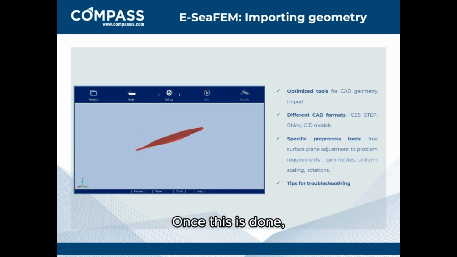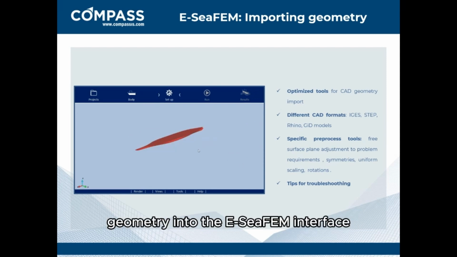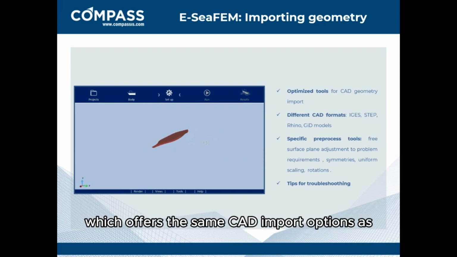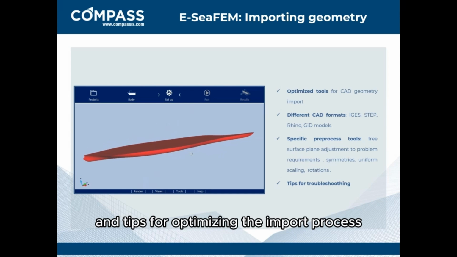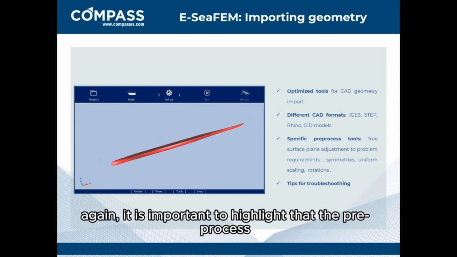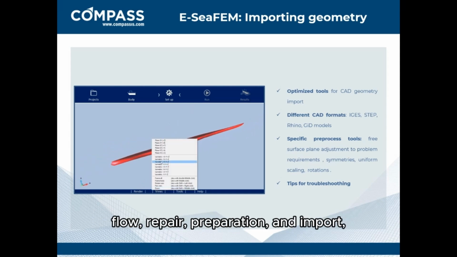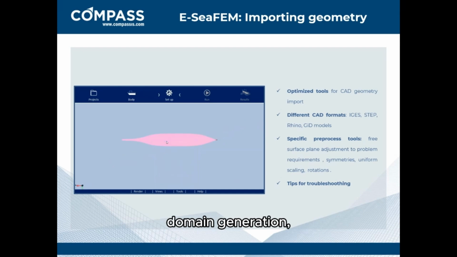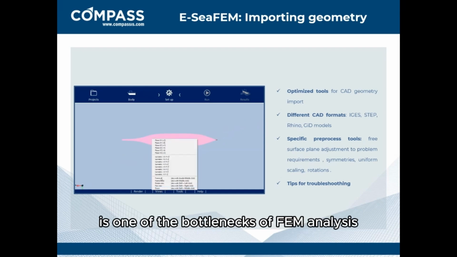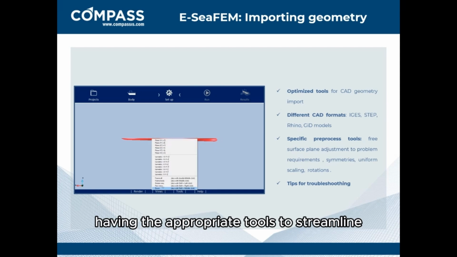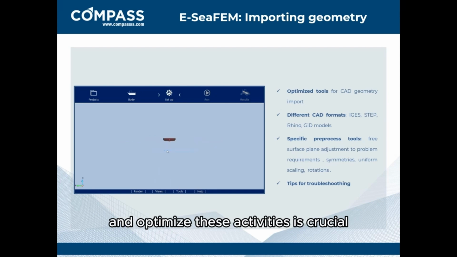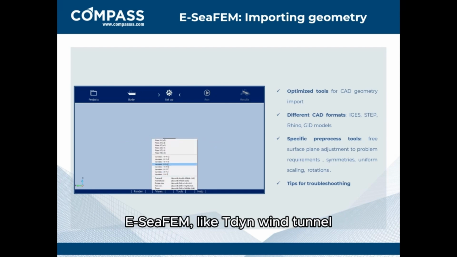Once this is done, the user can proceed to import the model geometry into the E-SeaFEM interface, which offers the same CAD import options as Tdyn WindTunnel. The interface also provides specific detailed instructions and tips for optimizing the import process. Again, it is important to highlight that the pre-process flow, repair, preparation and import, domain generation and assignment of boundary conditions is one of the bottlenecks of FEM analysis and simulation, so having the appropriate tools to streamline and optimize these activities is crucial. E-SeaFEM, like Tdyn WindTunnel, directly attacks this problem and provides an optimized solution.